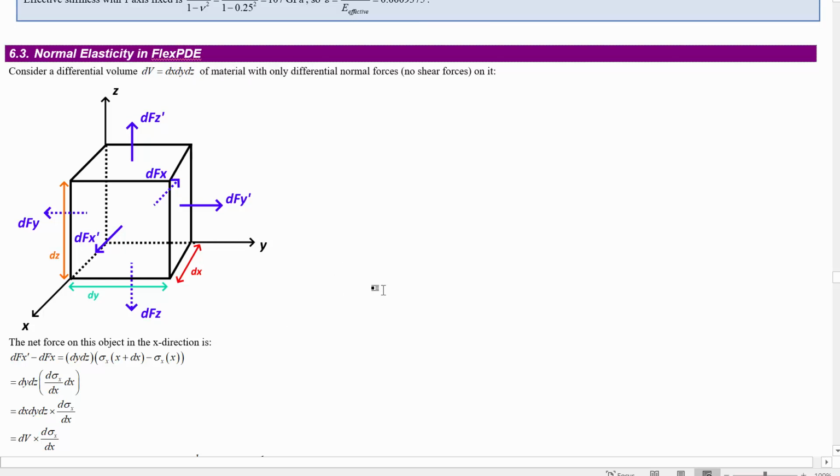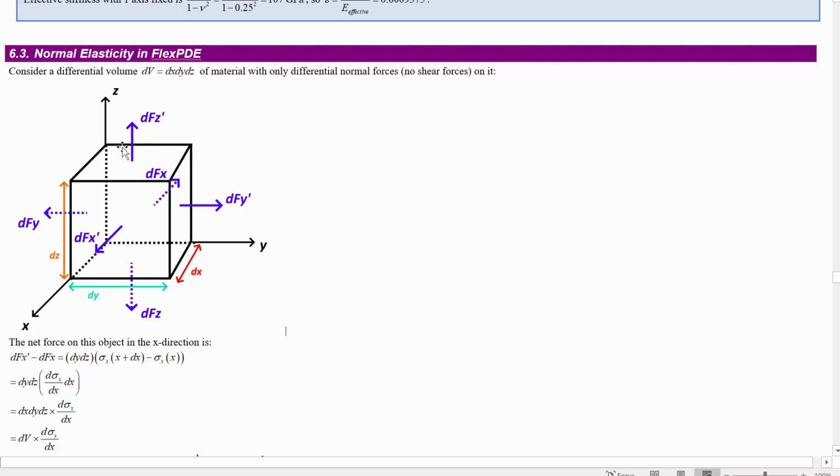Let's do some derivations and figure out how this works in FlexPDE so that we can simulate a lot of these deformations and help visualize and understand them a bit better. So first, let's consider a differential volume, dV, which is dx long in x, dy long in y, and dz long in z. So this is not necessarily a cube if these are all different sizes, but it's a rectangular prism.